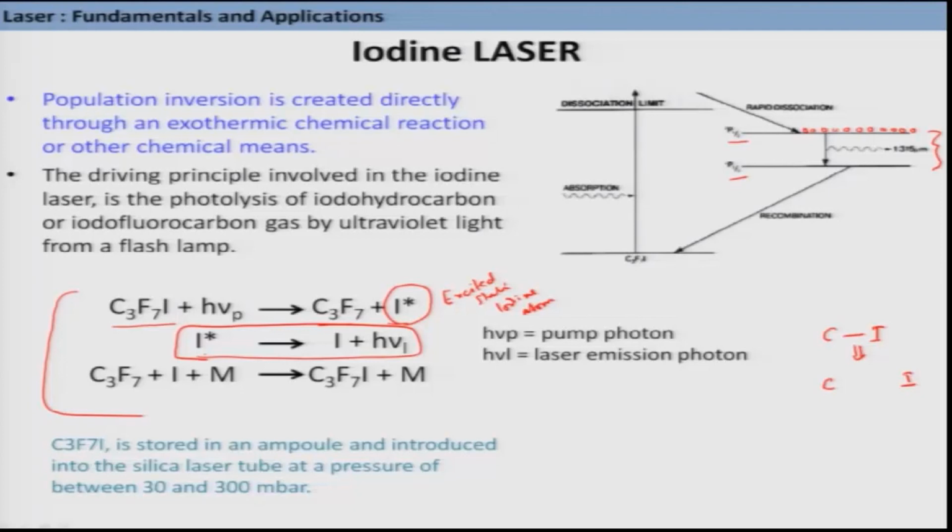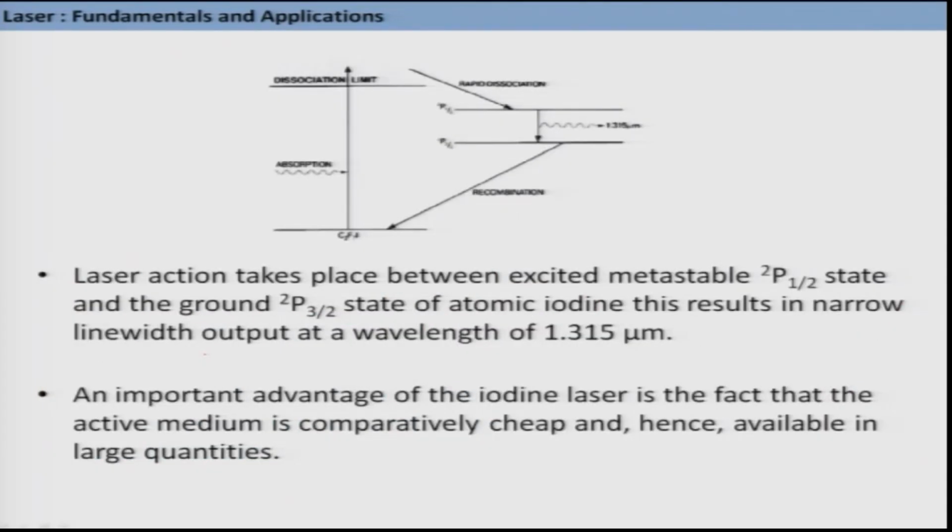Now some practical considerations. This molecule C3F7I is stored in some small ampule and introduced into the laser, and the pressure is kept between 30 to 300 millibar, and you ultimately achieve the lasing action. I have already discussed this part.